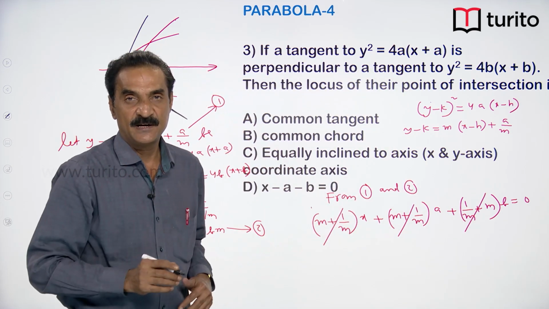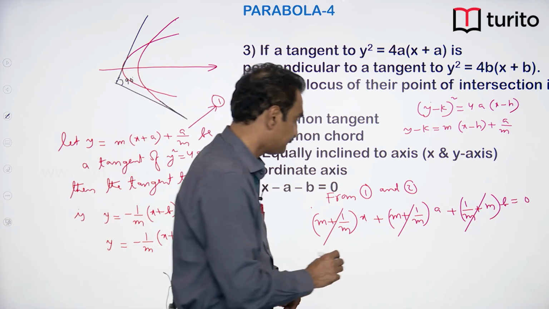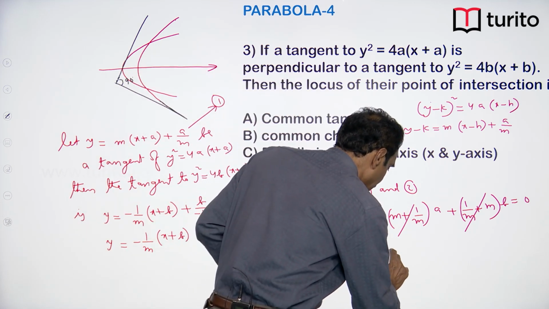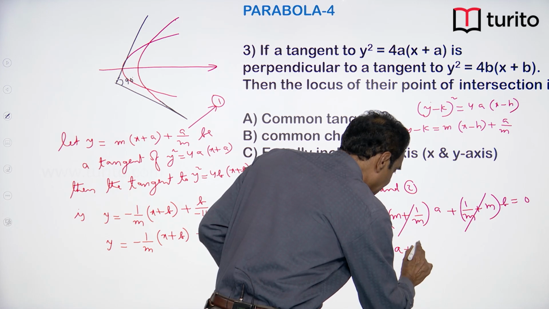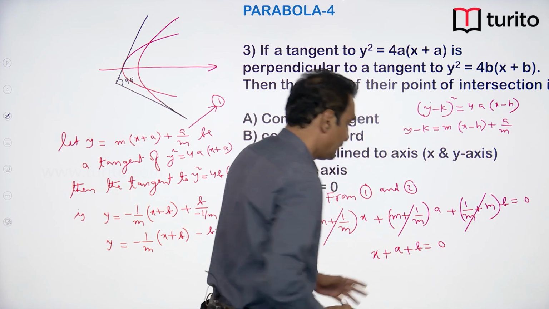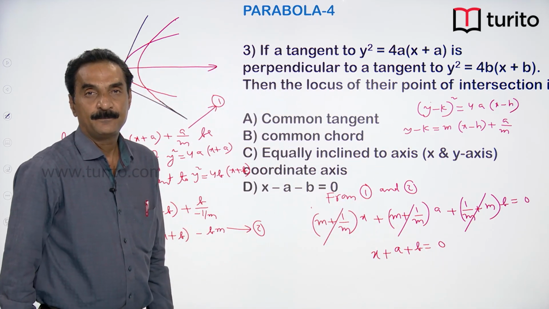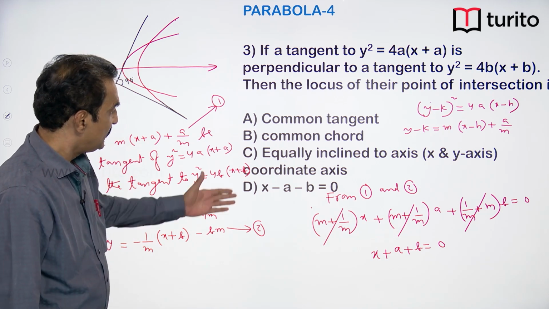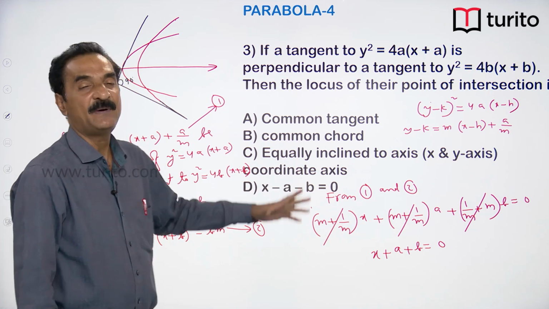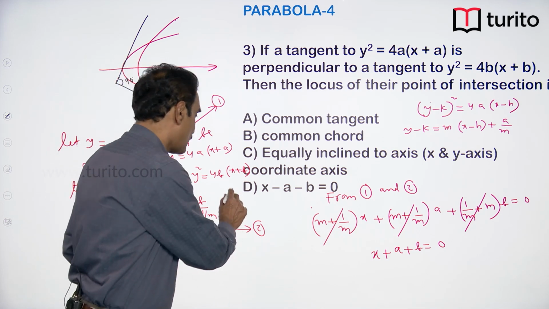So m is eliminated. Then what is the remaining equation? x plus a plus b is equal to 0. Okay. But in the options we have x minus a minus b is equal to 0. So this is a wrong option.